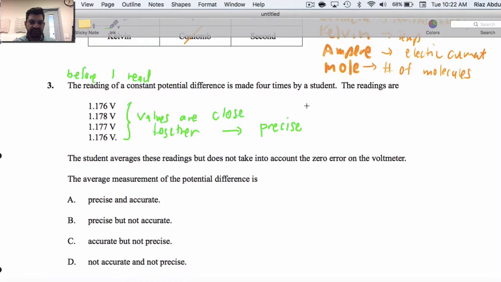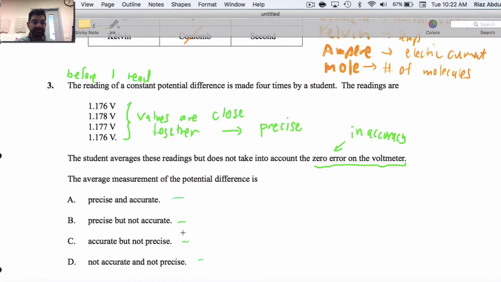So that's what it says. The reading of a constant potential difference is made 4 times by a student. The readings are, great, you're given a number and a unit. The average readings do not take into account the 0 error on the voltmeter. So what this means is we now have an inaccuracy. So the average measurement of the potential difference is, and look, it's exactly what we're talking about, precise and accurate.